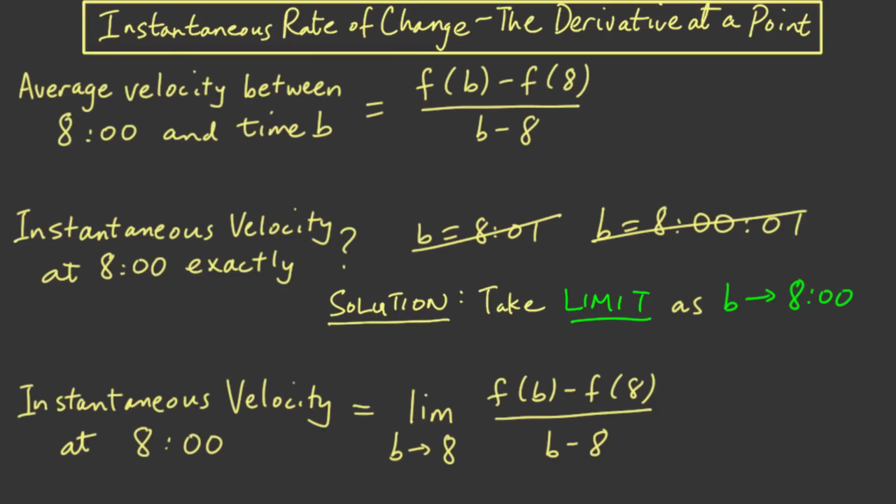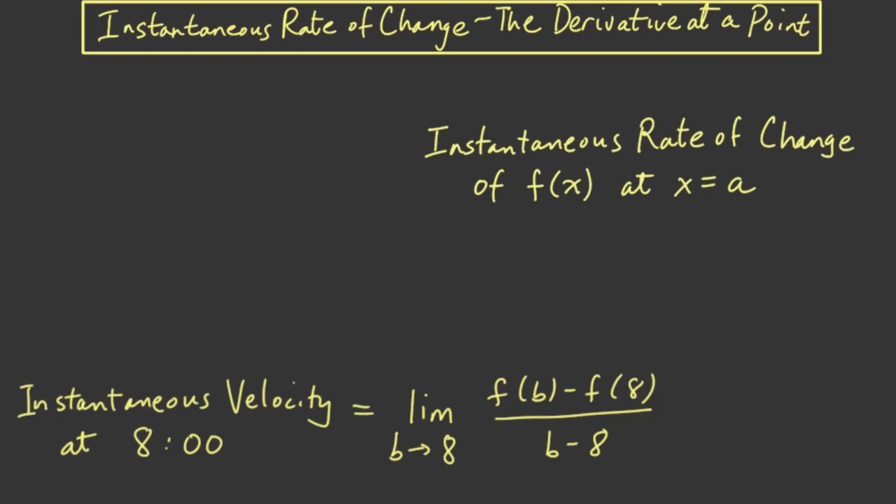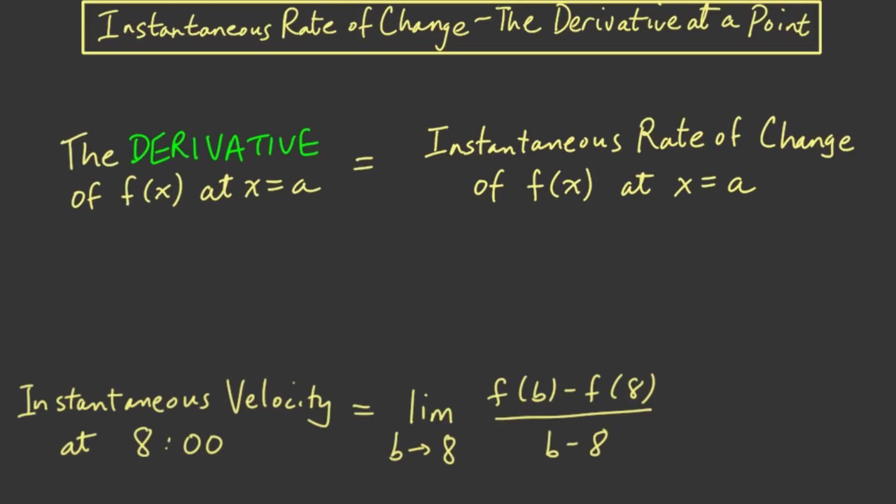And we want to apply this not just to instantaneous velocity, but we want to talk about instantaneous rates of change of any function. So let me erase this. If we want the instantaneous rate of change of a function f of x at some point x equals a, we're going to give this a special name. So we're going to call this the derivative of f of x at the point x equals a. So this is our big idea. The derivative at a point is measuring the instantaneous rate of change of the function at that point.